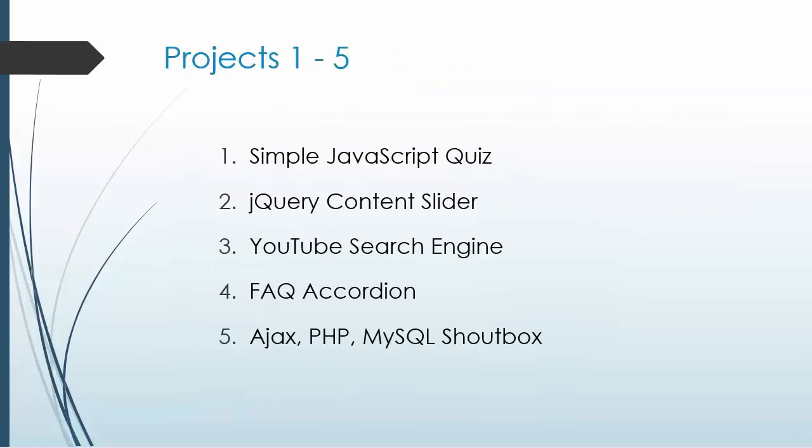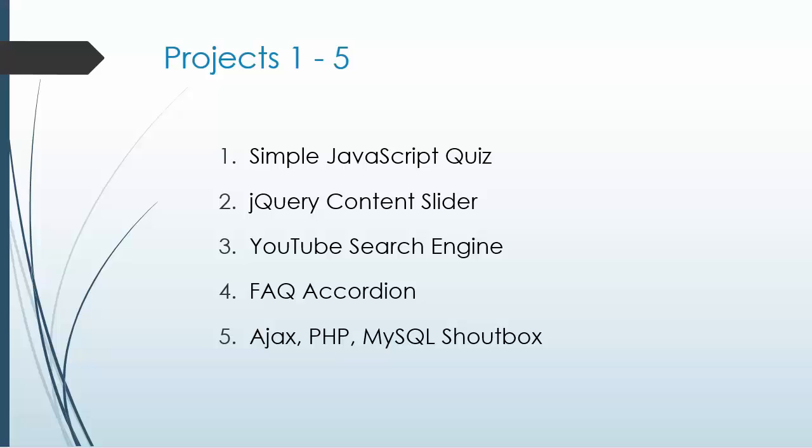So specifically, projects 1 through 5, we have a simple JavaScript quiz, which will be pure JavaScript. We're not going to use jQuery or any other libraries in that project. The next one would be a jQuery content slider. Project 3 will be building a YouTube search engine using the v3 API. Project 4 will be a simple FAQ accordion slider. Project 5 will be a shout box with a lot of different technologies.